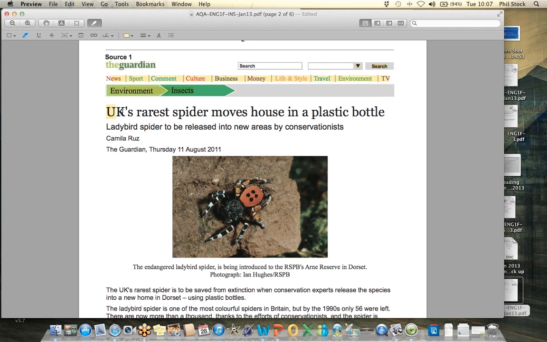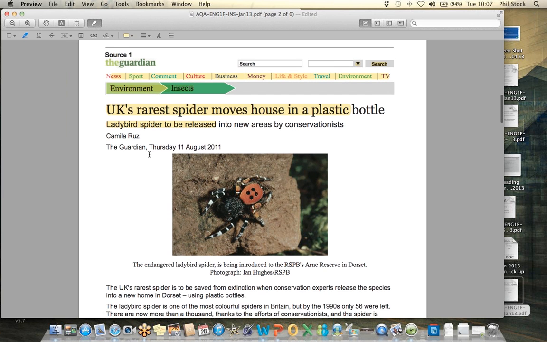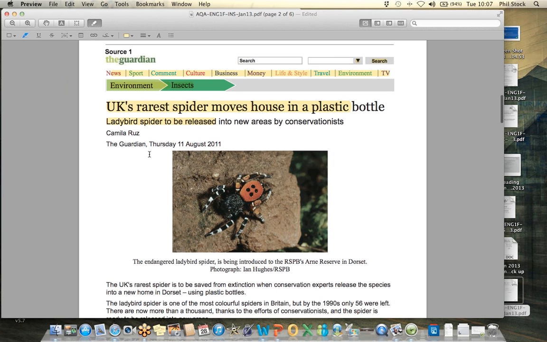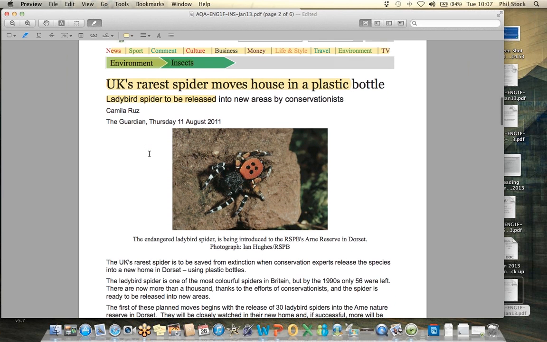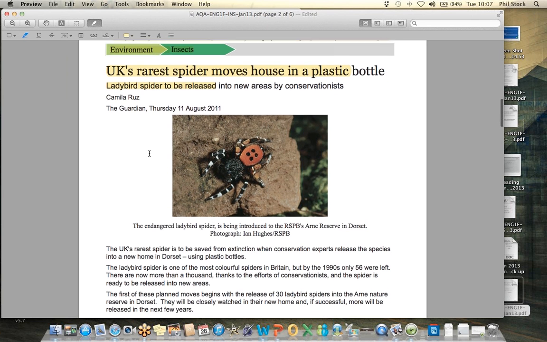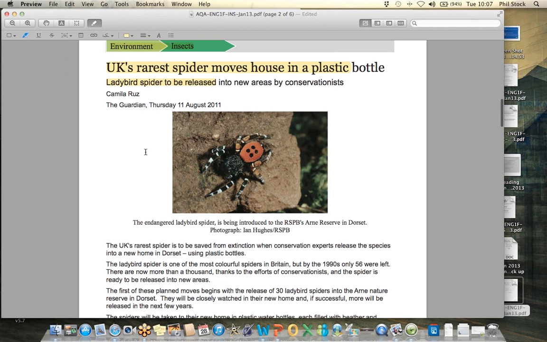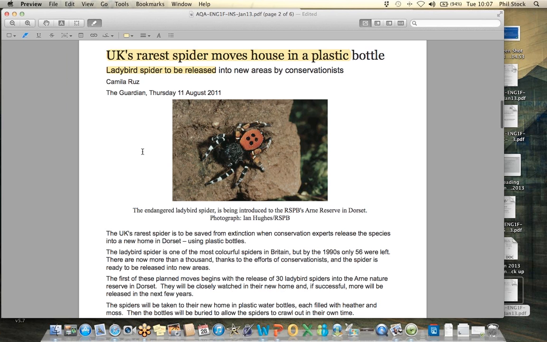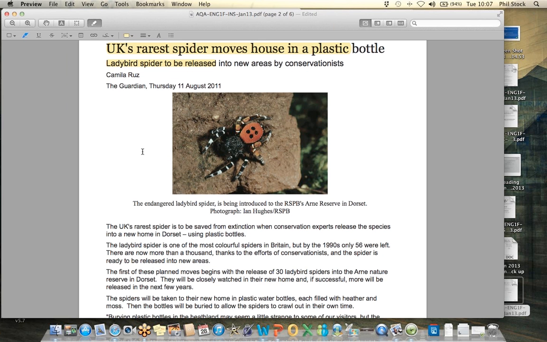And the title makes it clear: UK's rarest spider moves house into plastic bottle. And then the subheading: Ladybird spider to be released. So you get the sense that this is going to be about conservation. It's going to be information about how a group of spiders are being protected and conserved. And so it's really about informing and explaining. So that's the kind of focus of the things that you need to annotate as you read through.